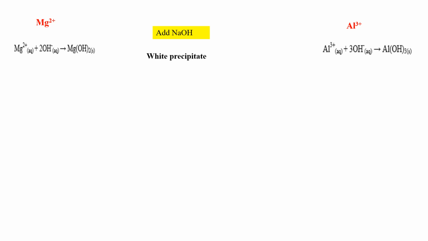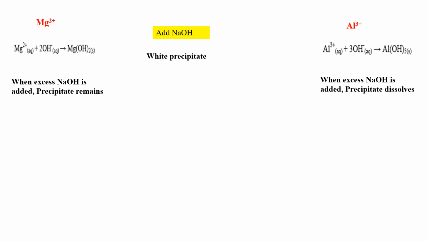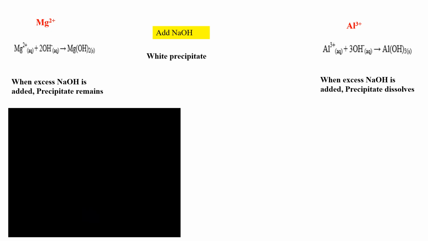So, as a confirmatory test, we are going to add excess sodium hydroxide. When excess sodium hydroxide is added to magnesium ion, the precipitate of magnesium hydroxide remains. It doesn't dissolve. But when excess sodium hydroxide is added to aluminium hydroxide, the precipitate is going to dissolve. So that is one way we can identify and distinguish the two different chemicals from each other. So let's see how we can test for magnesium ion in this particular experiment.